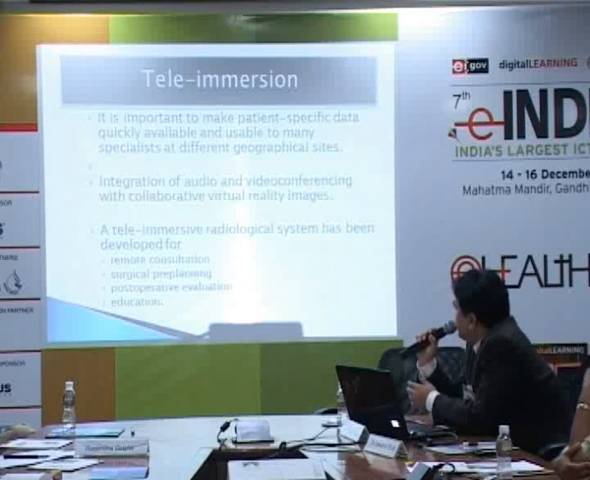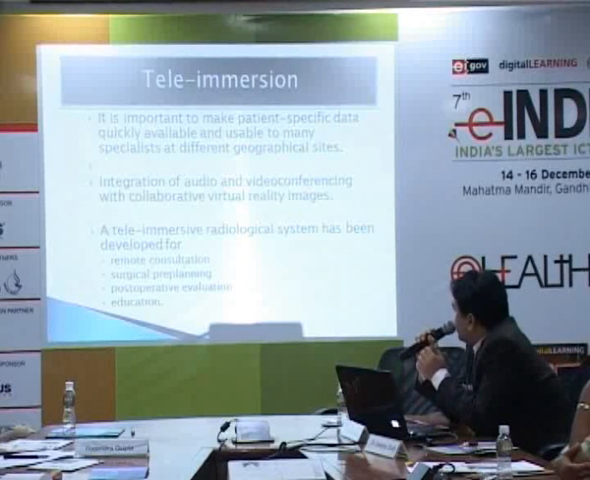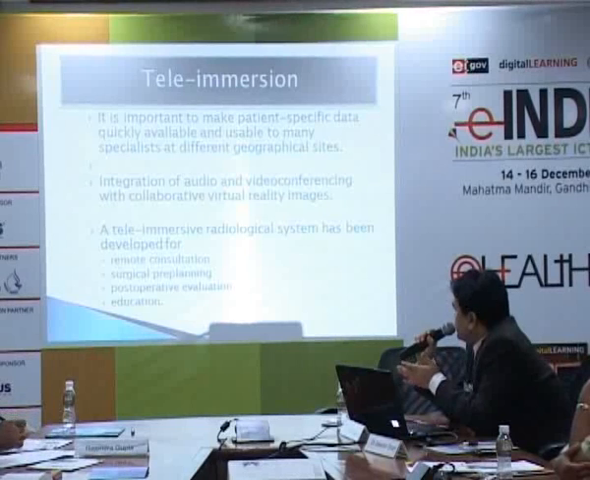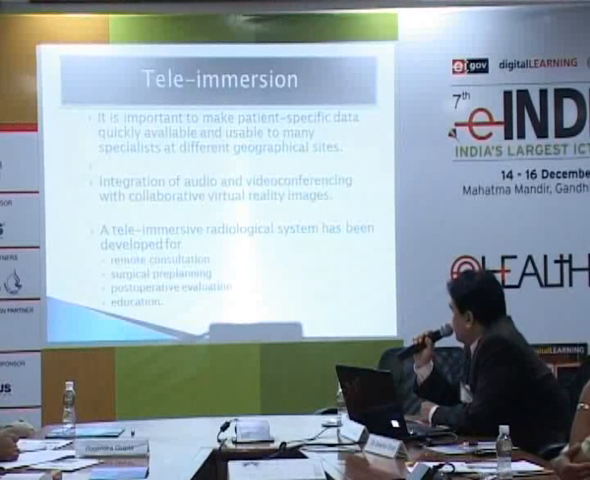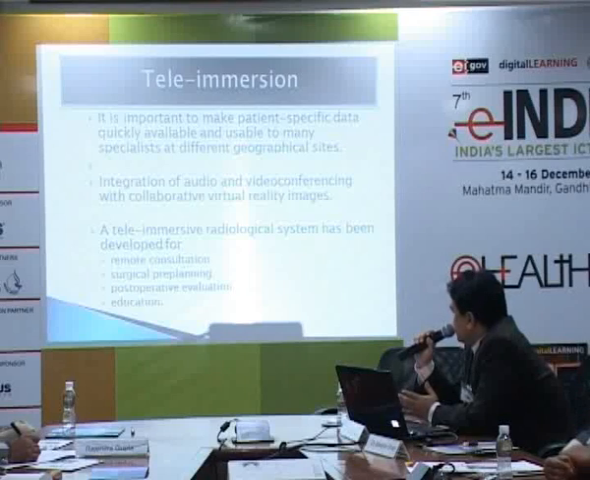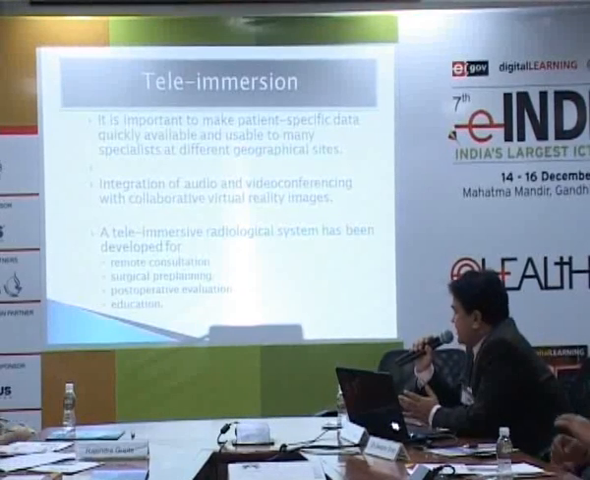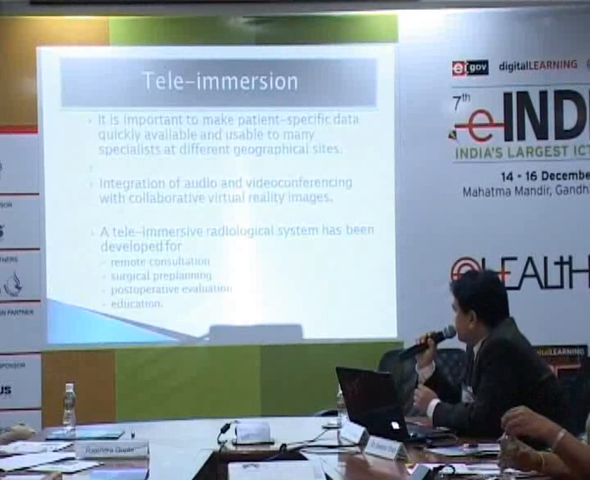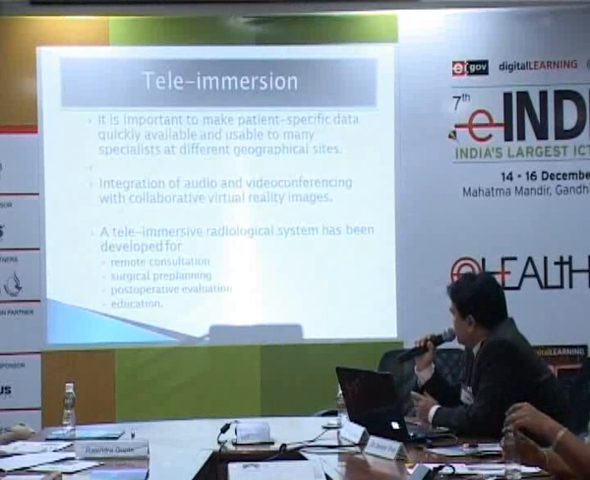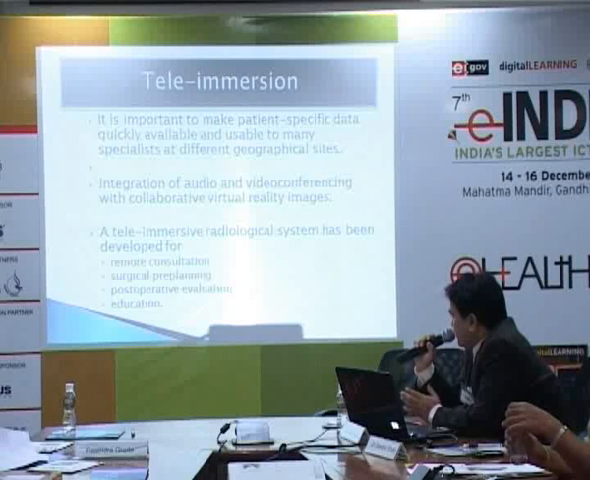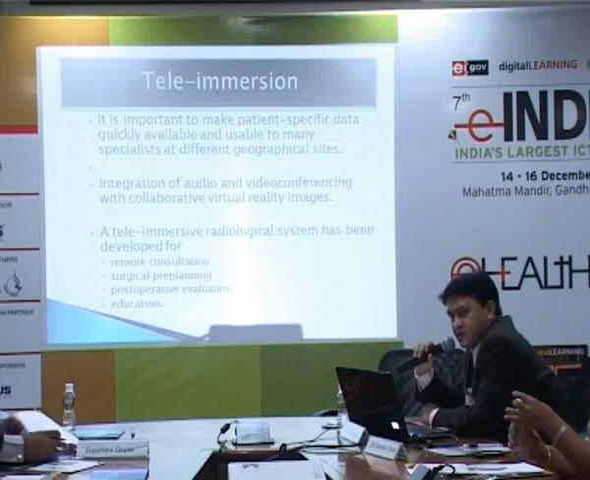Teleimmersion is important to make patient-specific data quickly available and usable to many specialists at different sites. In teleimmersion, we integrate audio and video conferencing with collaborative virtual reality images, that is volume rendered images and 3D images. The teleimmersive radiological system has been developed for remote consultation, surgical pre-planning, post-operative evaluation, and education.